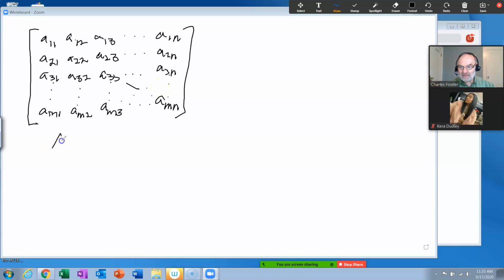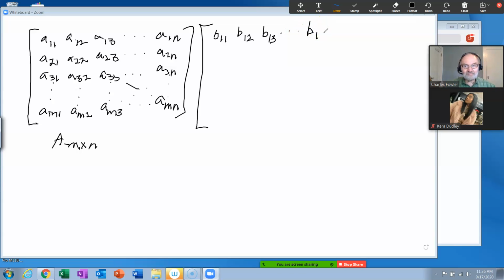So matrix A is M rows, you can tell that here, by N columns. You can tell that here. Now we're going to multiply that by some matrix B. B will be B11, B12, B13, dot, dot, dot, until you get to B1.